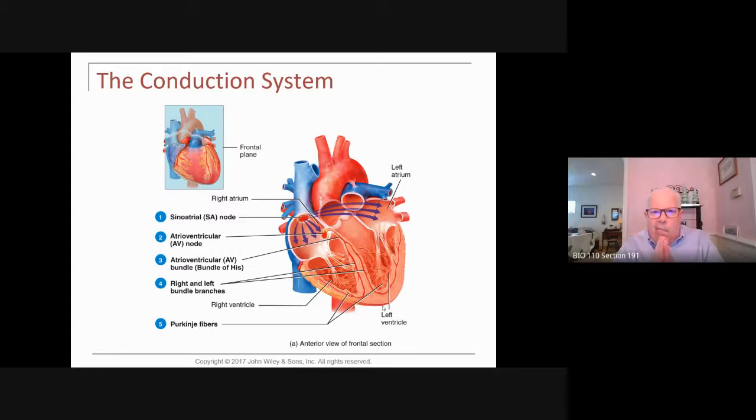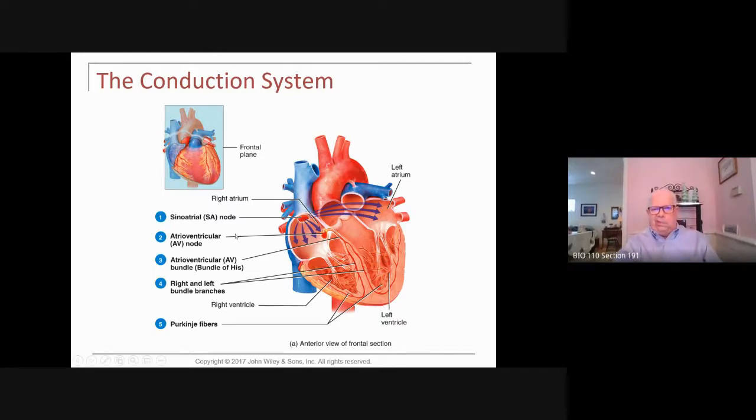The heart muscle cells have a completely different function than the muscle cells that beat in the heart. They have conduction. They secrete electricity down into the muscle itself. And the conduction system is very different from the flow of blood through the heart.